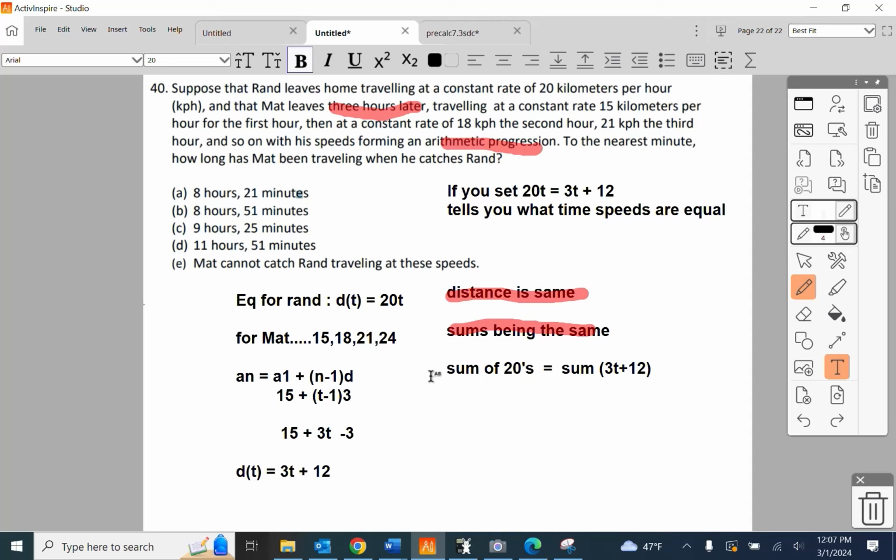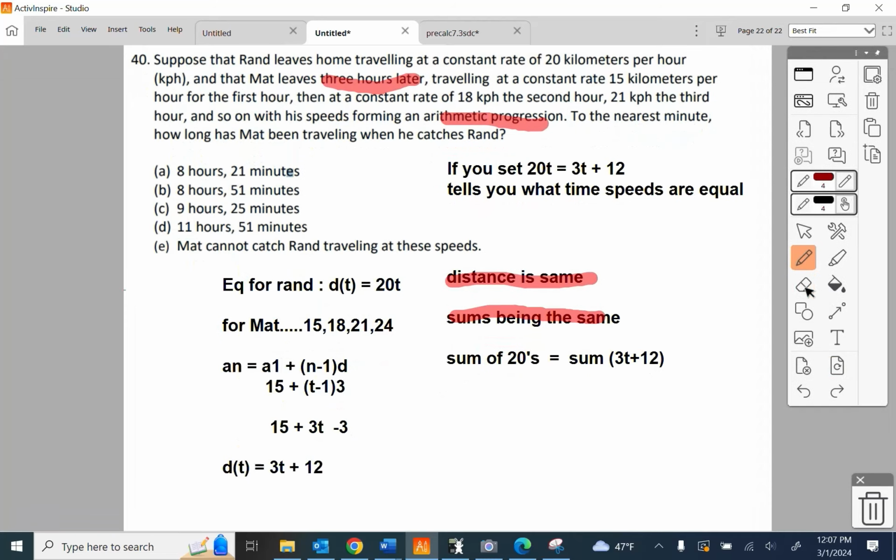There's two really good choices, and then there's some really bad ones. But since he's the sum of 20s, he is going to be, look up the right board here. Hope it doesn't knock out my audio. He is going to be n over 2, and we don't know what n is, times 20 plus 20, first plus last. No, he has a head start. He's actually n plus 3. He's 3 terms ahead.